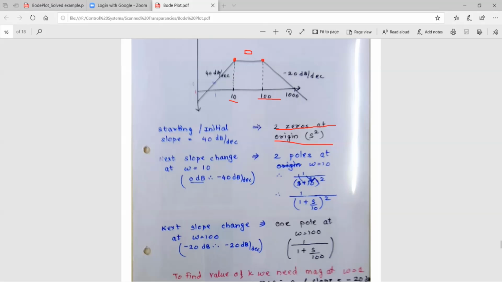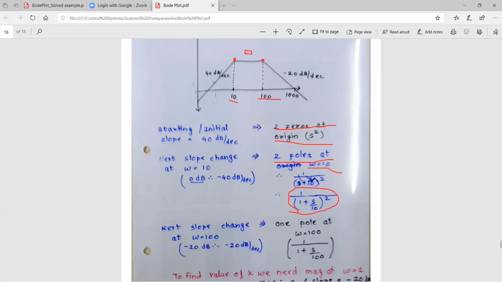Okay. Now, so 2 poles at omega equal to 10, and this is the factor: 1 upon 1 plus s by 10, bracket square. Square because 2 poles are there.